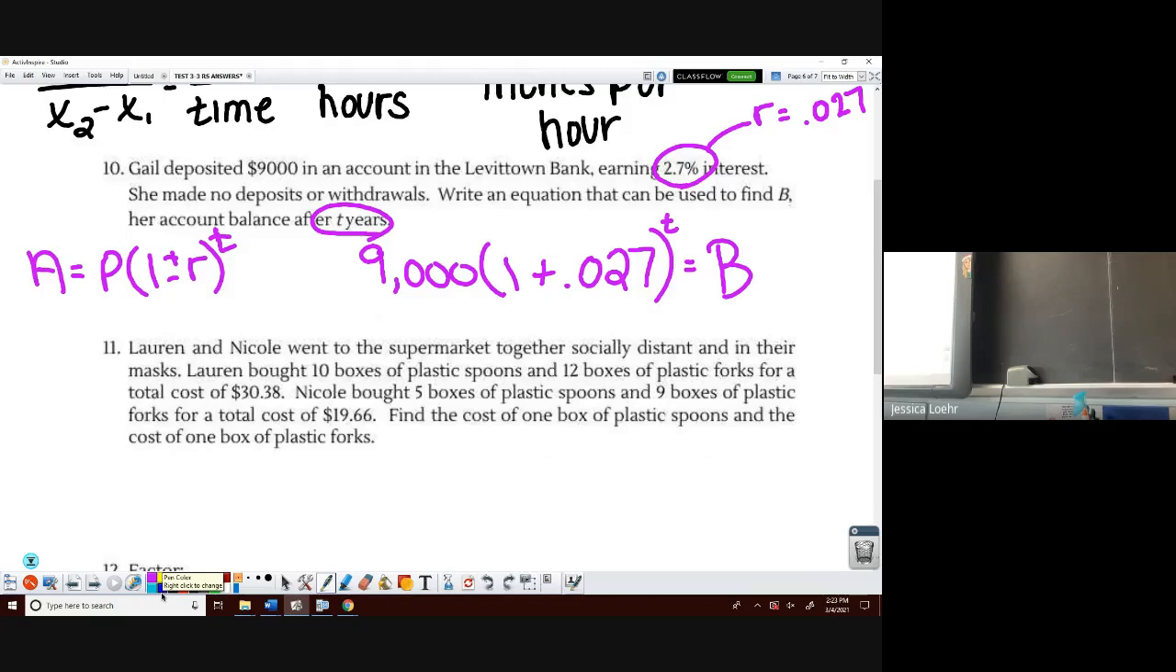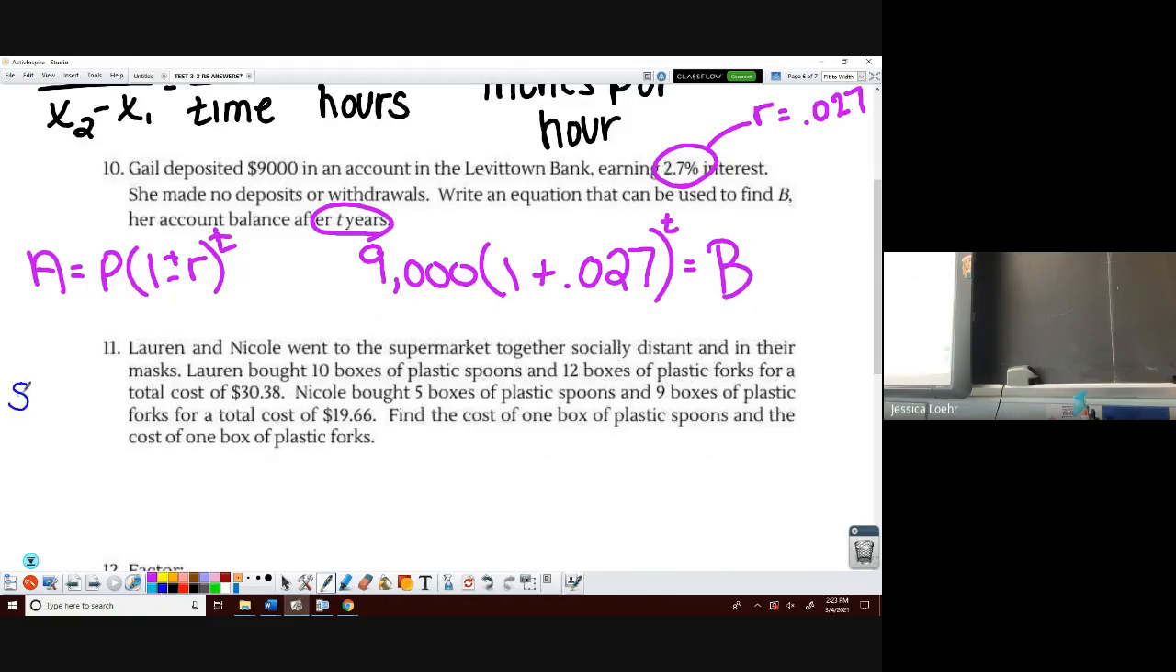Lauren and Nicole went to the supermarket together, socially distant and wearing their masks. Lauren bought 10 boxes of plastic spoons and 12 boxes of plastic forks for a total cost of $30.38. Nicole bought 5 boxes of plastic spoons and 9 boxes of plastic forks for a total of $19.66. Find the cost of 1 box of spoons and 1 box of forks.